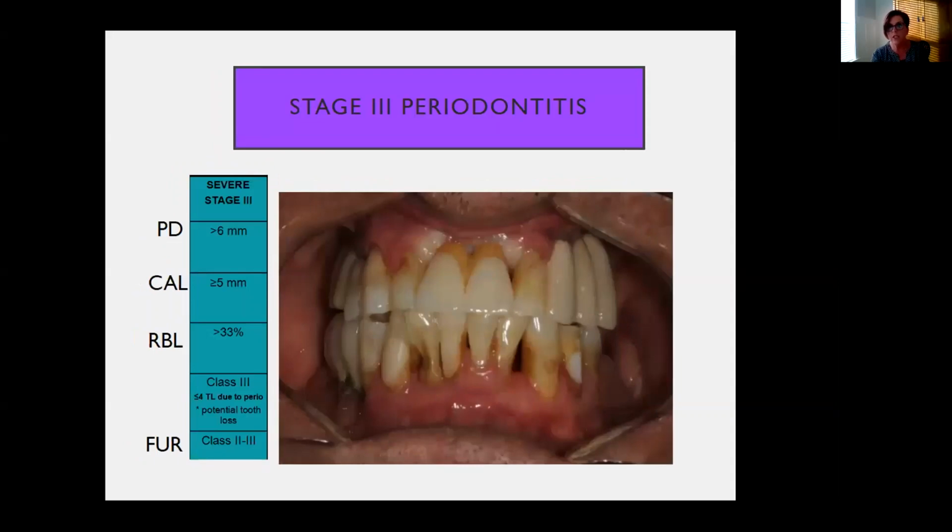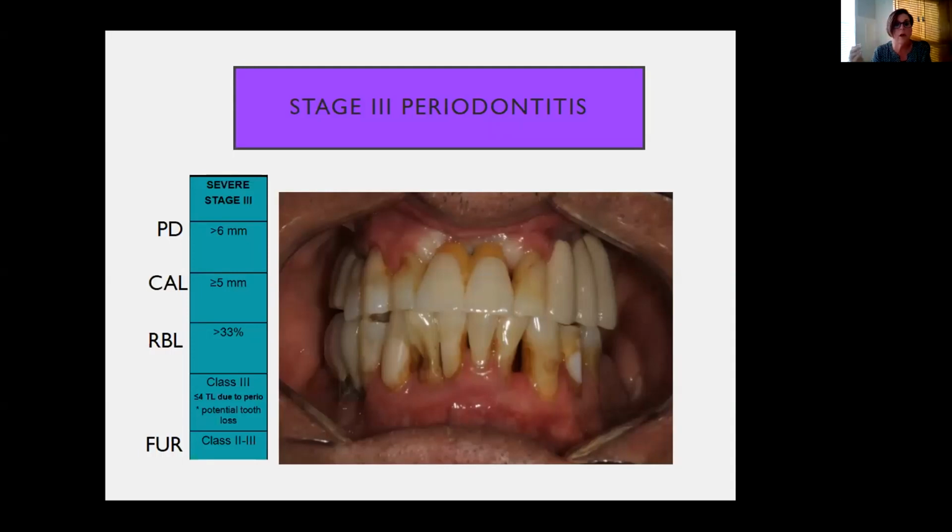So this is our stage 3, pretty advanced. And this is 5 or more as far as the clinical attachment loss. And I don't know if you remember back on your table or you may be looking at it, your 3 and 4 basically have the exact same as far as what qualifies them. There's a couple of differences, all right? The main one is that they have potential of losing a tooth or two, a few teeth with stage 3. With stage 4, basically they will lose their dentition. I mean, that's the prognosis.